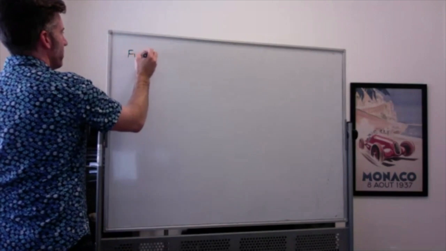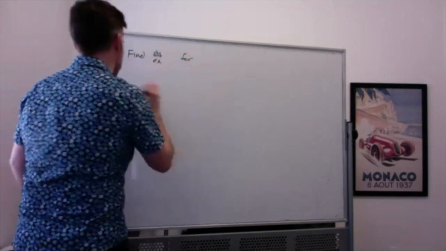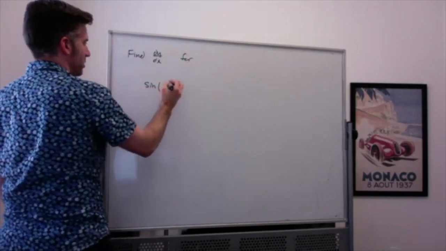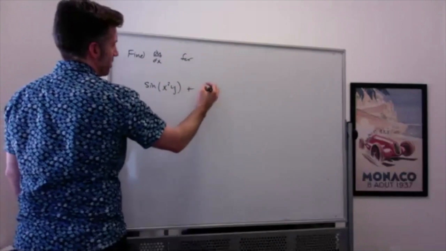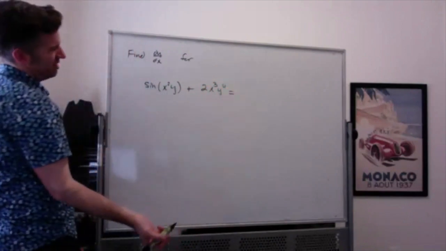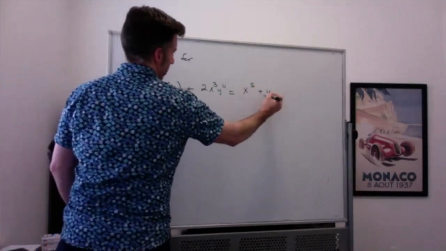So let's say I want to find the derivative dy dx for the equation, let's make it real fun and exciting: sine of x squared y plus 2x cubed y to the fourth equals, let's not make this, it sounds like it's going to be gross already, x to the fifth plus y.